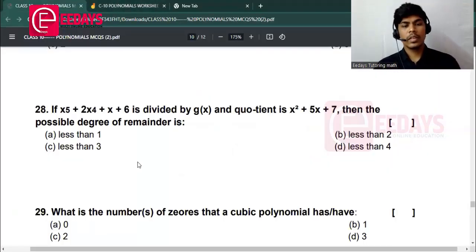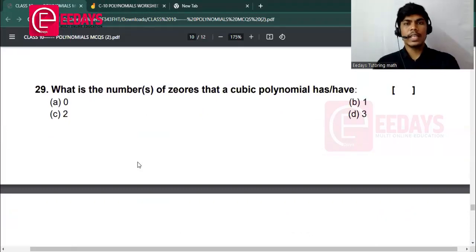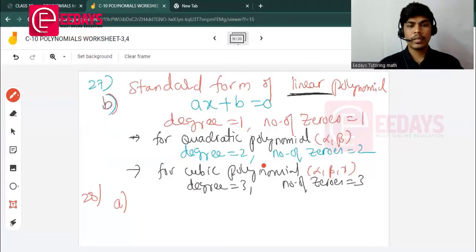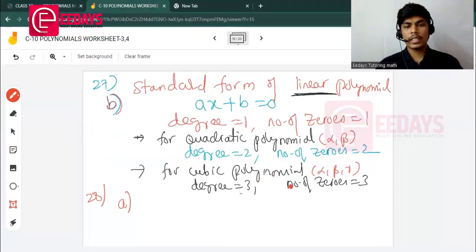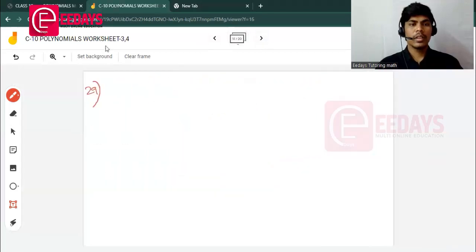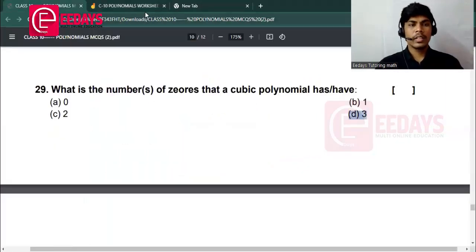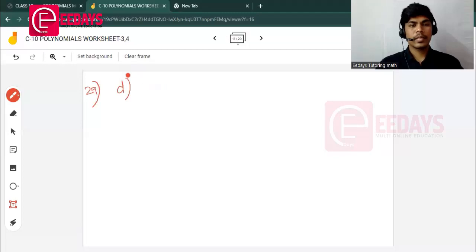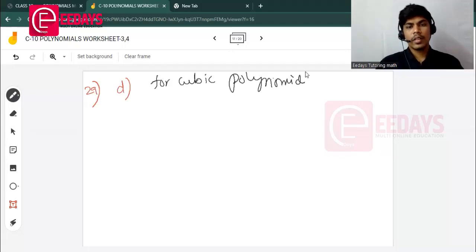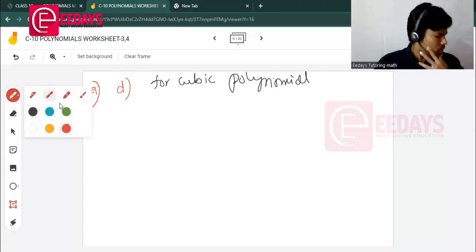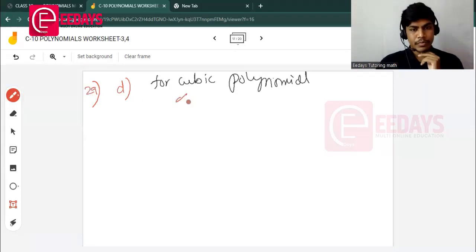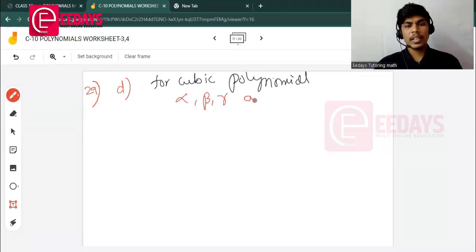29. So without solving that, you can easily guess. What is the number of zeros for the cubic polynomial? Just now we discussed this in the previous one. What are the zeros of a cubic polynomial? Degree is 3, so the number of zeros would be 3. That's why 3 is the correct answer. 29, option D, for a cubic polynomial. Alpha, beta, gamma are the 3 zeros.